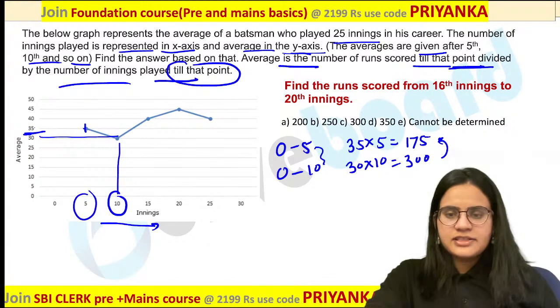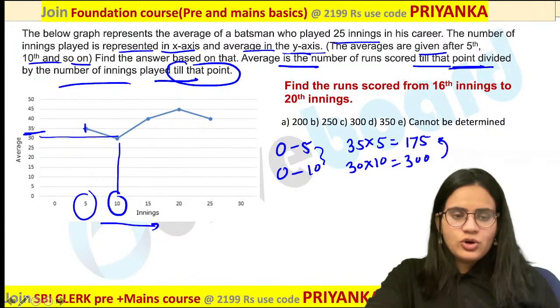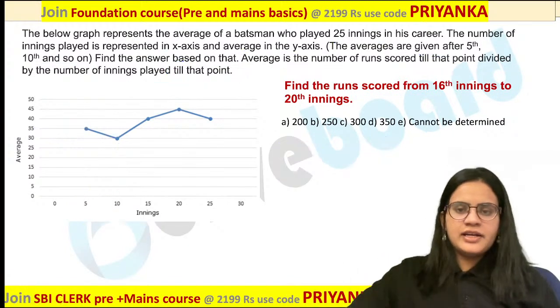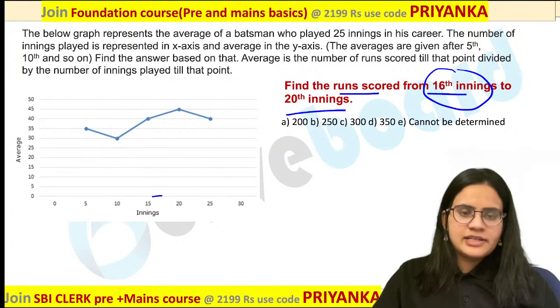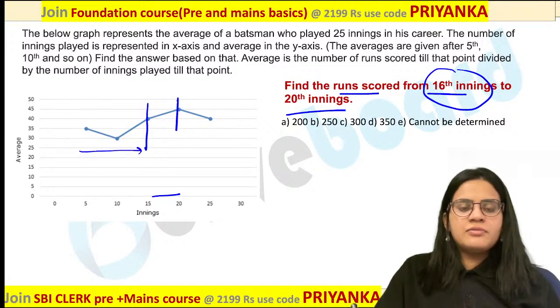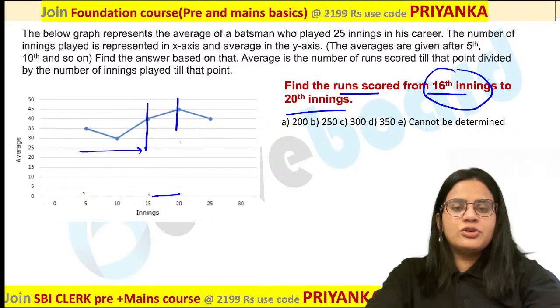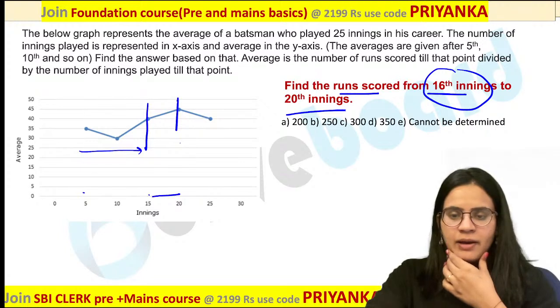Now let us discuss this first question. I think Rohit is saying 300 is the answer over here. So how will you go about this question? Here they have said find the runs scored between 16th innings to 20th innings. So between 16 to 20th, first I have to calculate the value from 0 to 15, and then I have to calculate 0 to 20 and subtract both of the values over here. Are you getting my point?